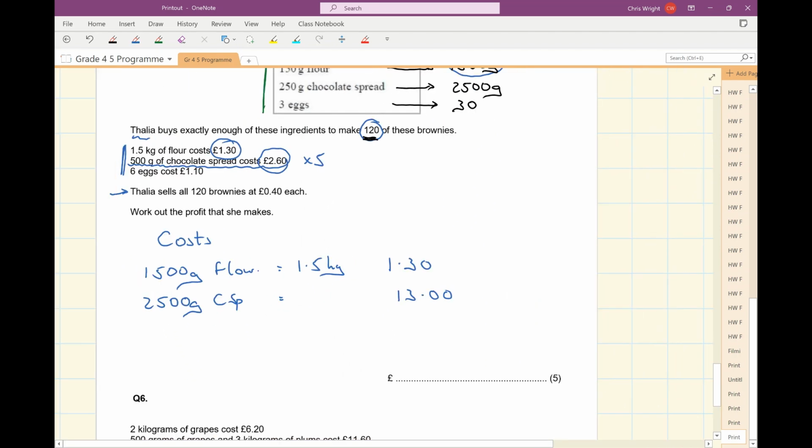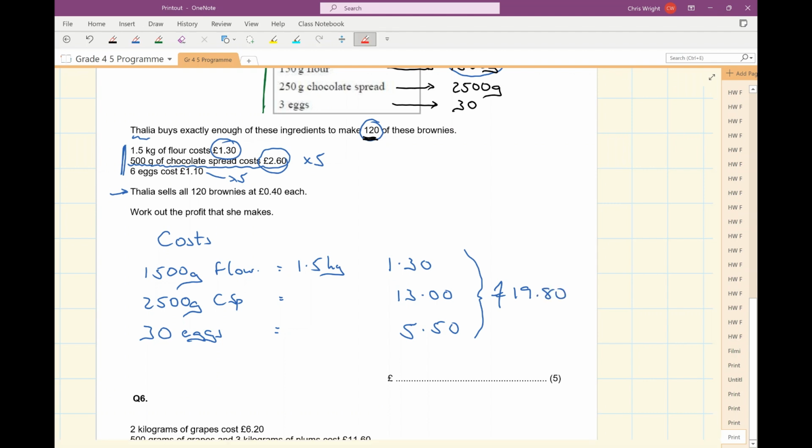Now she needs 30 eggs. So how many boxes of 6 will she need? Well, 5 6s are 30. So it's going to be 5 times £1.10, £5.50. So that's her costs. So what does all that add up to? Well, £1.30 plus 13 plus £5.50. So she's spent £19.80.